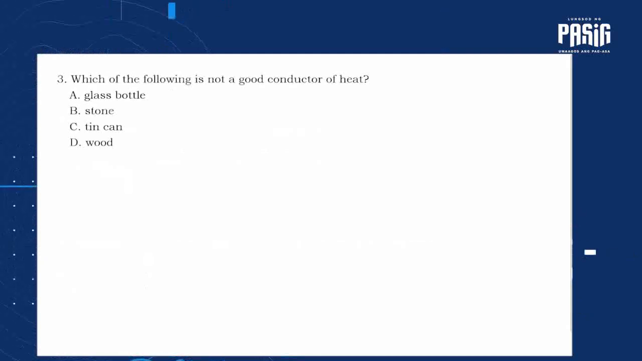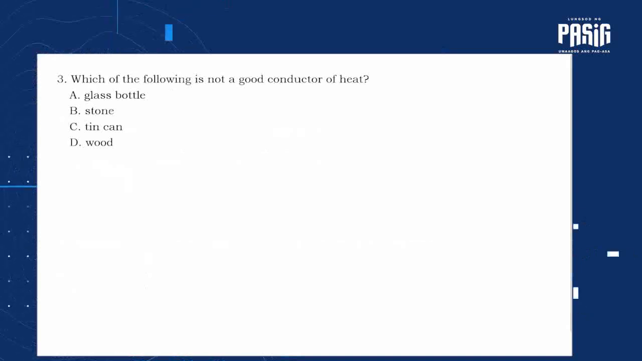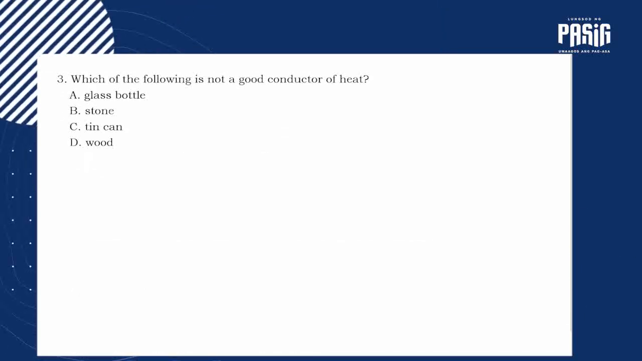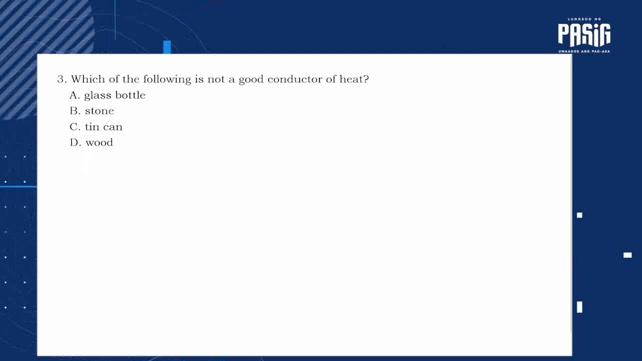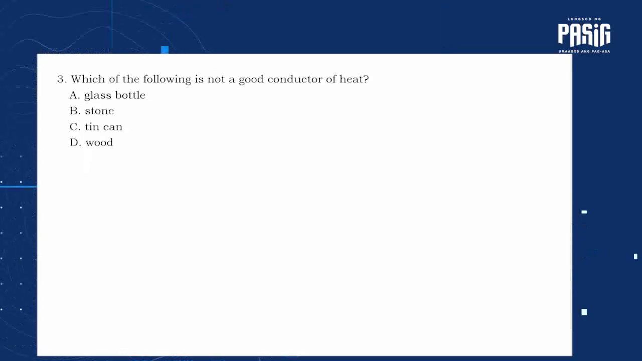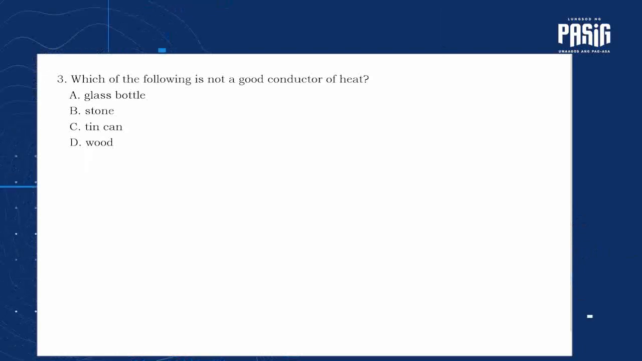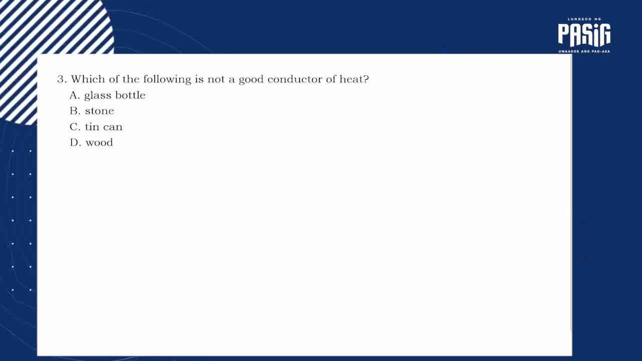Number 3. Which of the following is not a good conductor of heat? A. Glass bottle. B. Stone. Letter C. Tin can. And letter D. Wood. Answer, please. The answer is letter D. Wood.